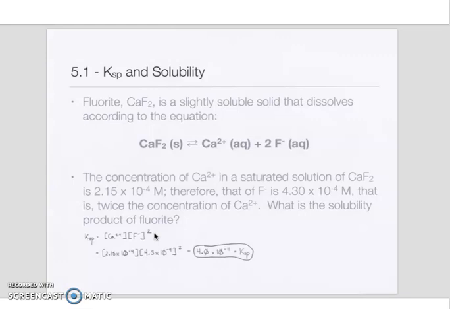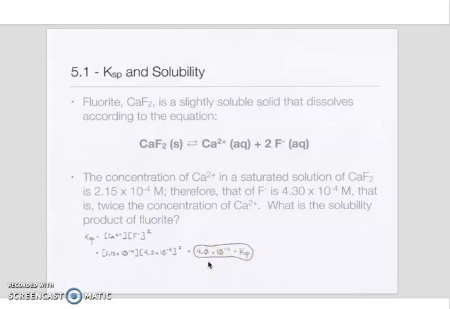Now, it's just plug and chug at this point. We've been provided the concentration of the calcium ion, 2.15 times 10 to the negative 4. And we've also been provided the concentration of the fluoride ion, 4.3 times 10 to the negative 4. So we can take that 4.3 times 10 to the negative 4, square it, and then multiply it by my 2.15 times 10 to the negative 4. And it tells me the KSP for calcium fluoride is 4 times 10 to the negative 11.